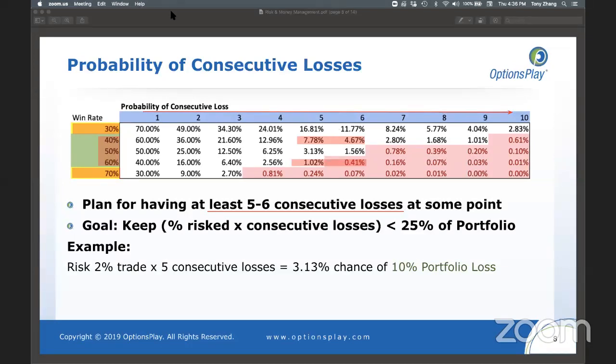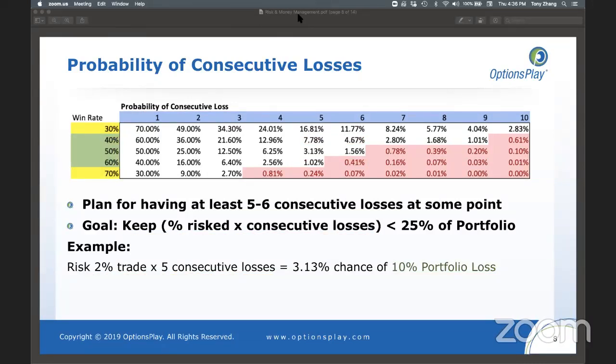So the goal here is to make sure that you keep the consecutive losses multiplied by the percentage of your portfolio that you risk per trade to be less than 25% of your entire portfolio. So if you risk 2% of your account per trade and you have 5 consecutive losses in a row, that means you have roughly a 3.13% chance of a 10% portfolio loss. That's if you have roughly a 50% win rate.